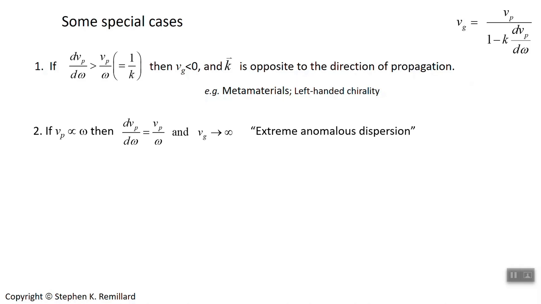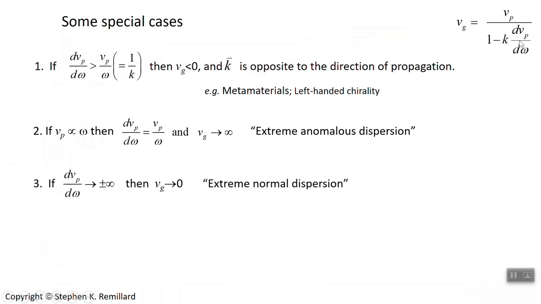When the phase velocity is linearly proportional to omega, then dv phase by d omega is just v phase over omega, that is equal to 1 over k. V phase divided by omega is 1 over k. The group velocity goes to infinity. That's a special case called extreme anomalous dispersion, which arises in the physics of plasma.